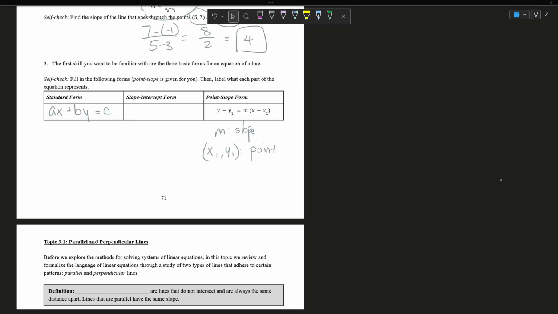You might also see this as Ax plus By equals C with capital letters. But this you still want to hold on to, because I think this form is useful in practicing changing from form to form. Next up, slope-intercept form is probably the one we're most familiar with: y equals mx plus b, where m is the slope and b is your y-intercept.